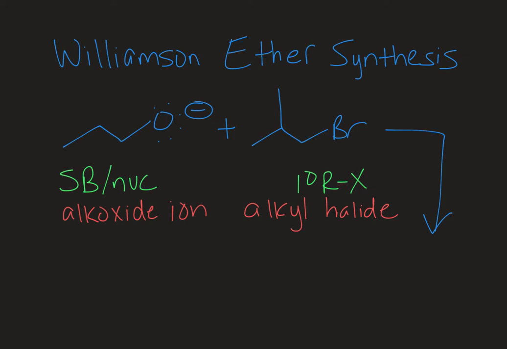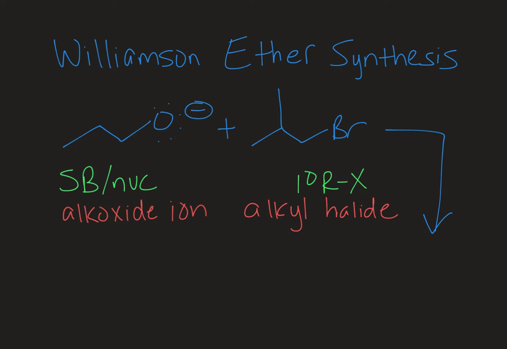In this video, we're going to look at the synthesis of ethers via the Williamson Ether Synthesis. So this synthesis involves the combination of an alkoxide ion and an alkyl halide. It will only work for unhindered alkyl halides, and we'll talk about that in a minute.